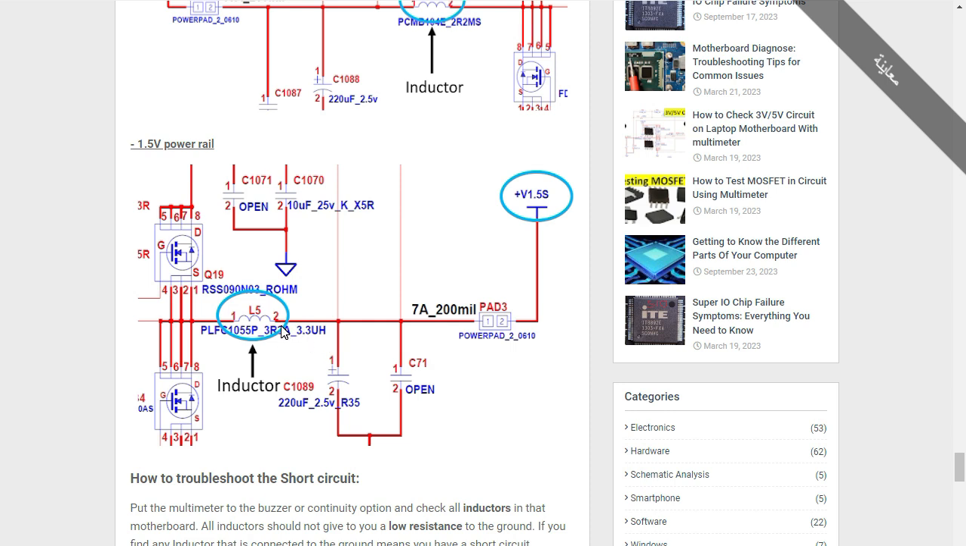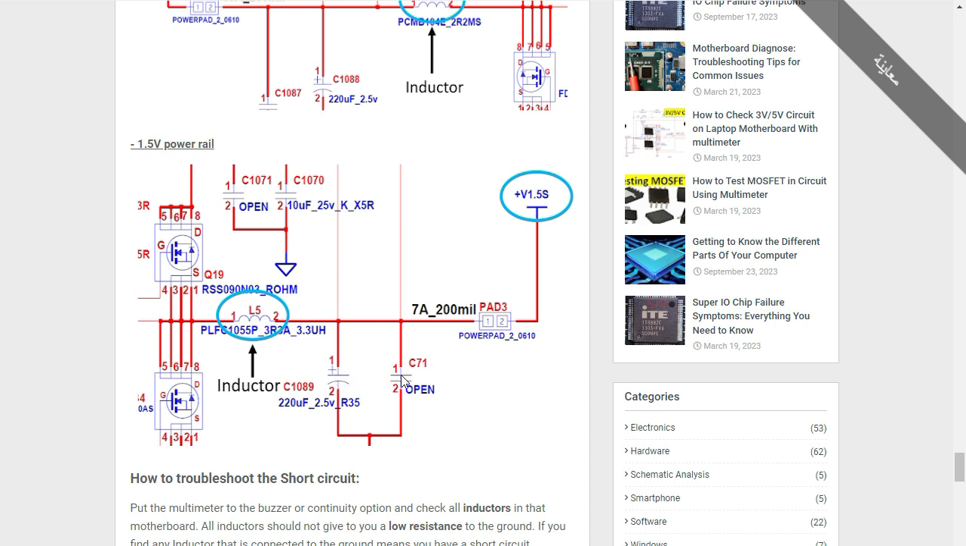Okay, no ground here. If you check the inductor using the multimeter and you get a very low resistance, 0 or 0.1, or you get a buzzer, it means you have a short circuit. Why? Because the inductor can never, or must never, be connected to the ground. Okay, sorry for my English. So if you get a short circuit here, it means you have a problem here.